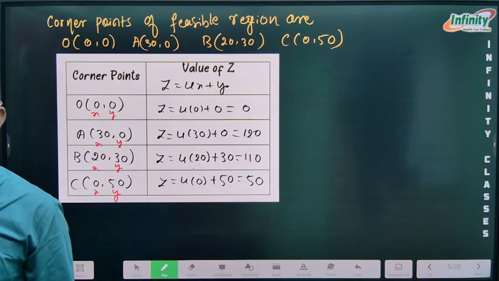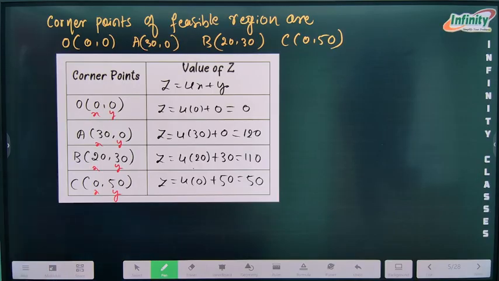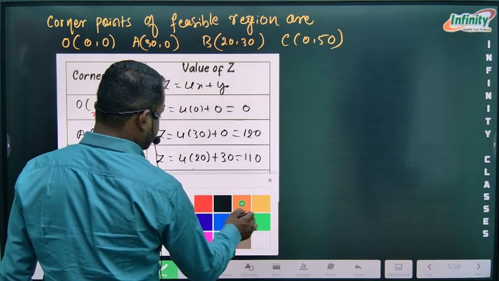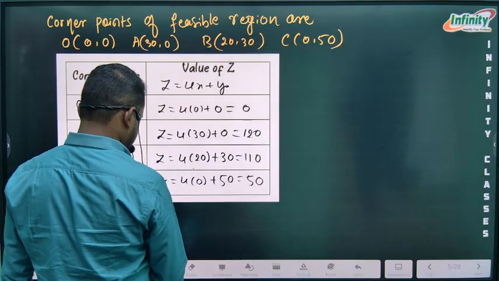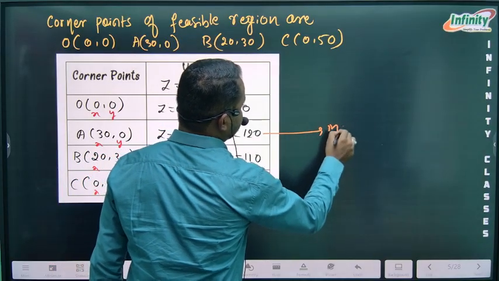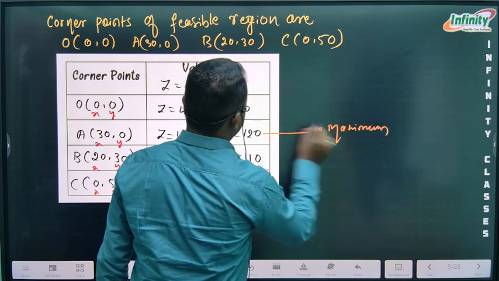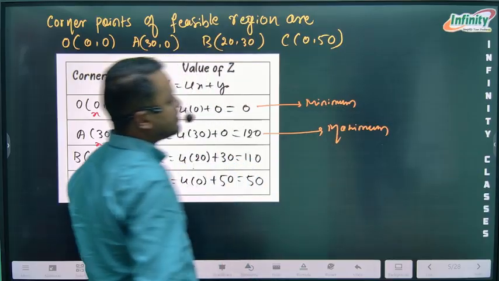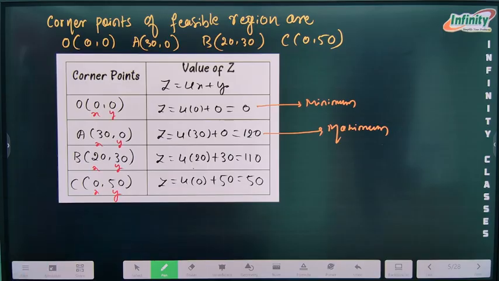So from the table we can observe which is the maximum value and which is the minimum value here. Which is the maximum? 120 is the maximum value and the minimum value is 0. So this is maximum, and 0 is minimum.